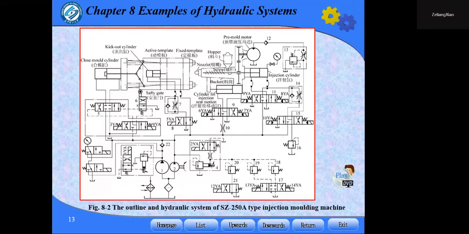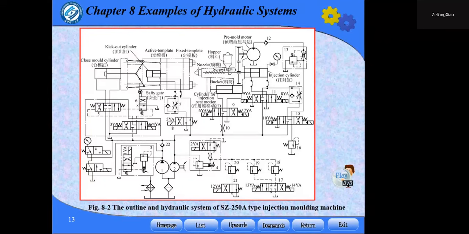The injection screw injects the plastic resin into the mold tube, driven by the piston of the injection cylinder. Here, the speed of injection is regulated by the check throttle valve 14. The remote valve is used to reach the pressure.